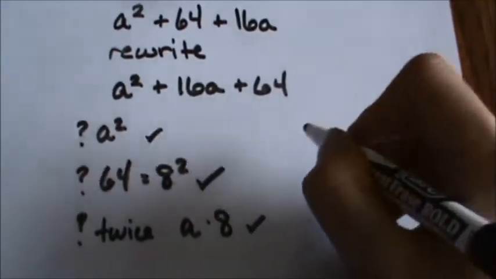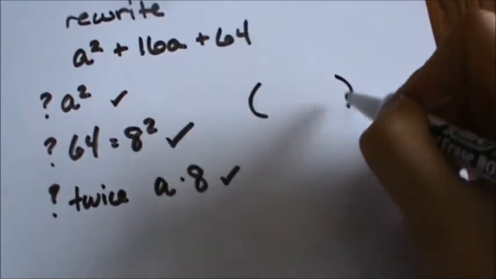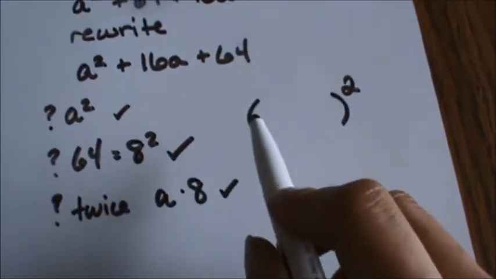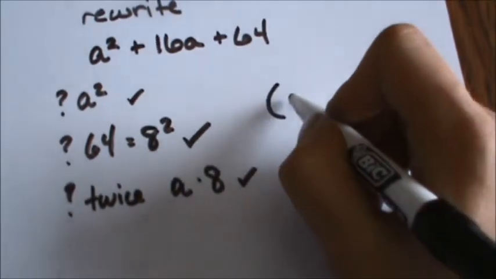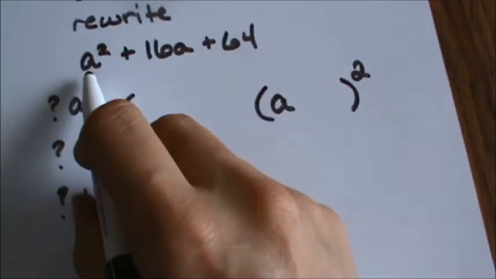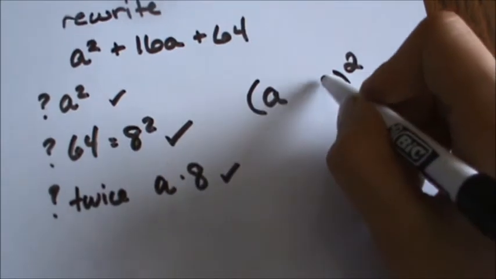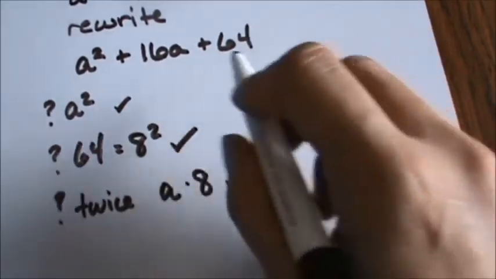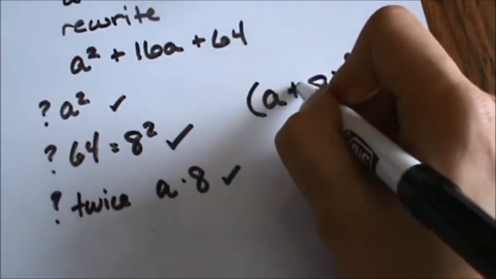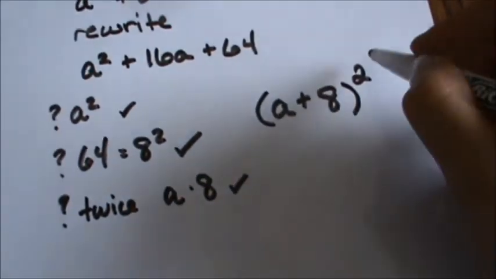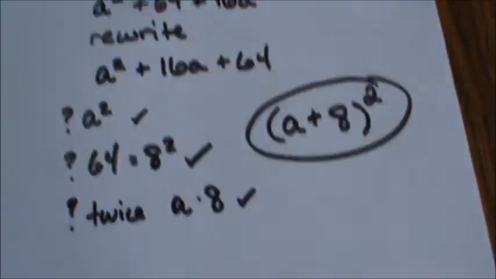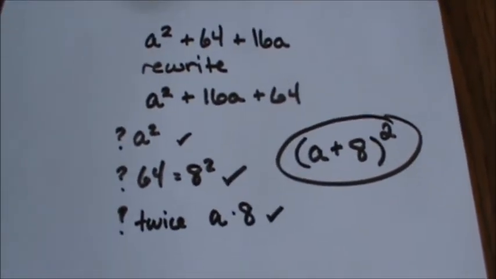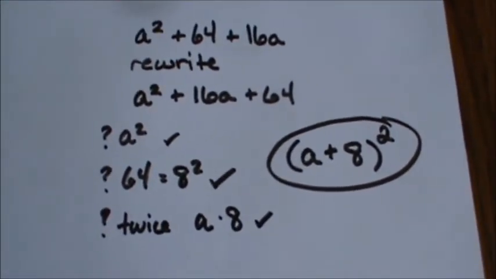So now we go and we write the factored form of it. I know it's a perfect square trinomial. I know the first term is going to be a, because I need to get an a squared. The next term is going to be an 8 to get that 64. And I know that the 16a is positive, so that will be positive as well. This is my final answer. Yes, it is a perfect square, and that is its factored form.